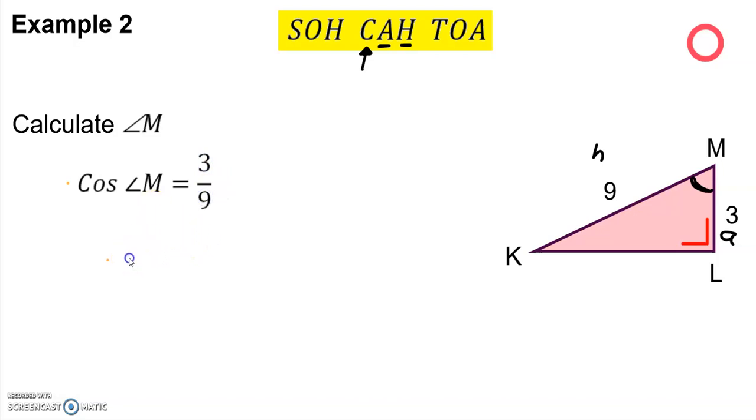Then we're going to calculate angle M. We have to remove the cosine. So we use cosine to the power of -1. Then between brackets 3 divided by 9. And we're going to round it to a whole number again because it's an angle. You should find 71 degrees for angle M.